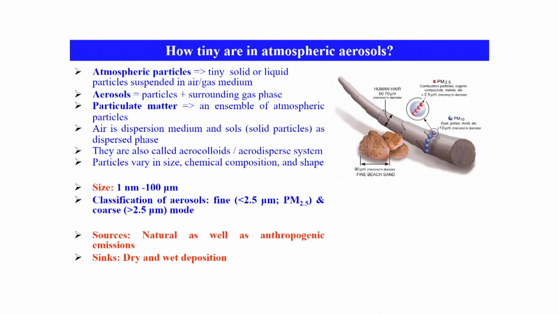So you can say atmospheric particles, then aerosols, and then particulate matter. Atmospheric particulate matter is a big ensemble of atmospheric particles that are already there in the atmosphere. If you don't consider the air as a gas, then it will be called particulate matter, but if you consider it, then it becomes an aerosol.